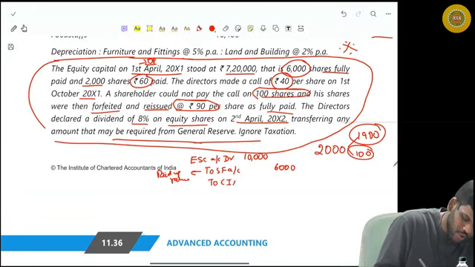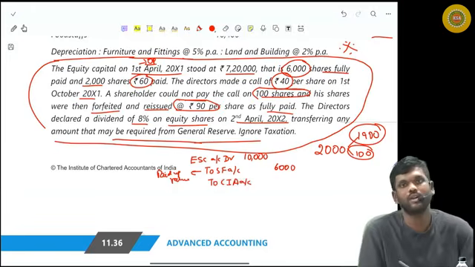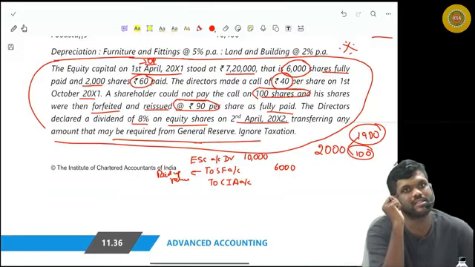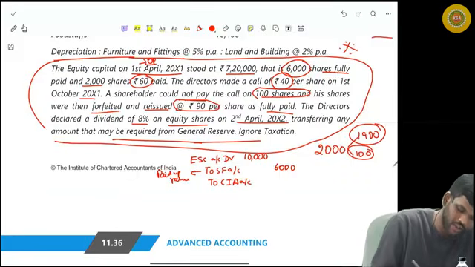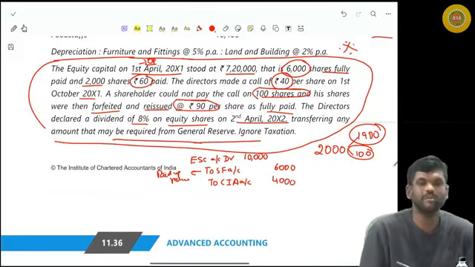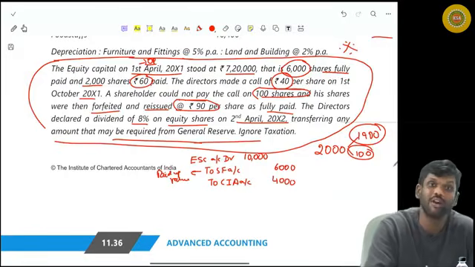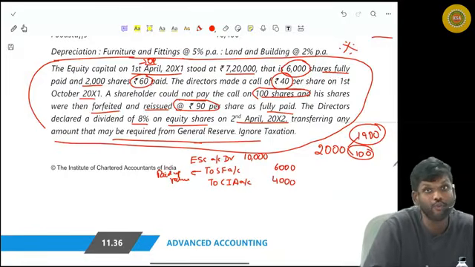Remaining will be to calls in arrears account. That calls in arrears will be 40 rupees in arrears. So 100 shares into 40, 4,000. This will be the journal entry that they would have passed at the time of forfeiture.